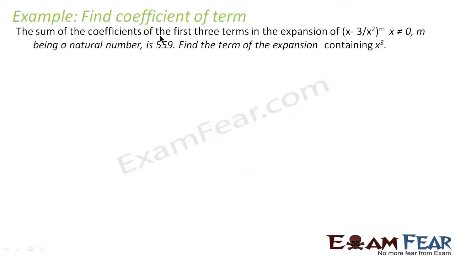In this example, we are told that the sum of the coefficients of the first three terms of the expansion is 559. That is, the coefficient of T1 plus T2 plus T3 is equal to 559.